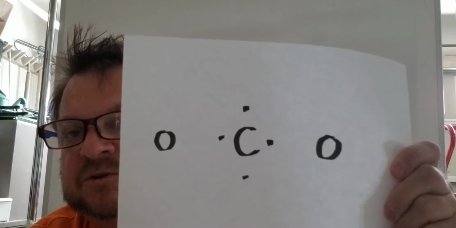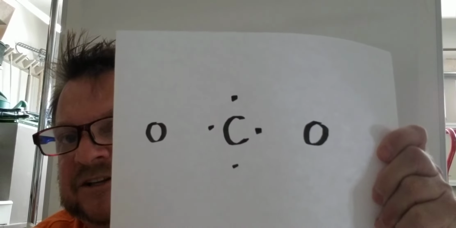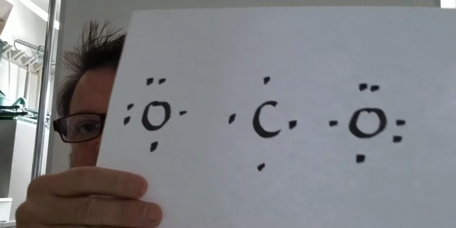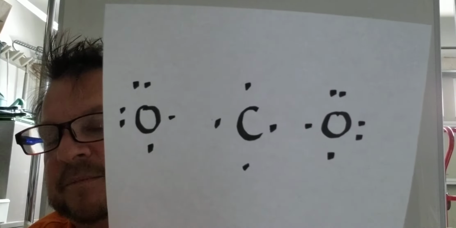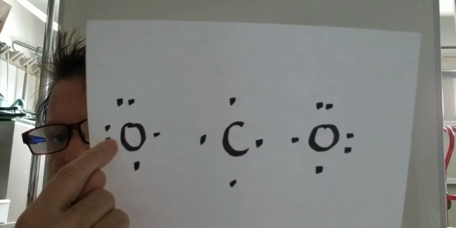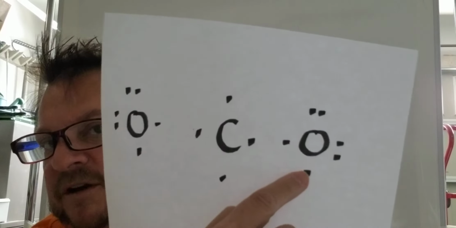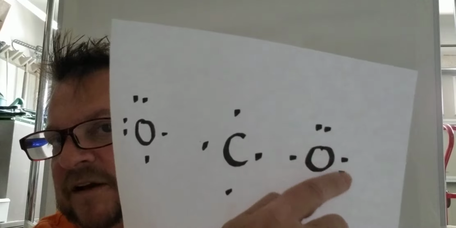It's in the 6th row, so how many dots is each oxygen then going to have? Well, let's take a look. It should have 6, right? That's what we're hoping. And here's my paper up here. 1, 2, 3, 4, 5, 6. Same with this oxygen over here. 1, 2, 3, 4, 5, 6.